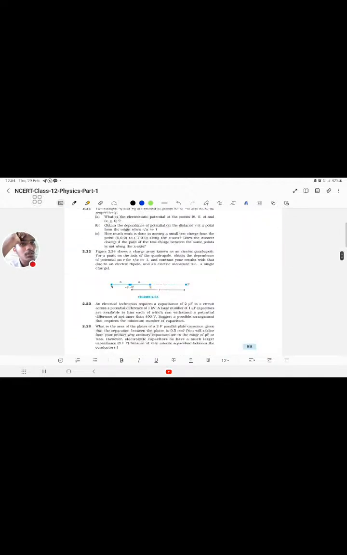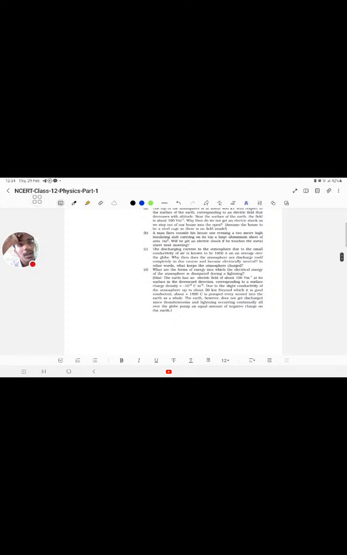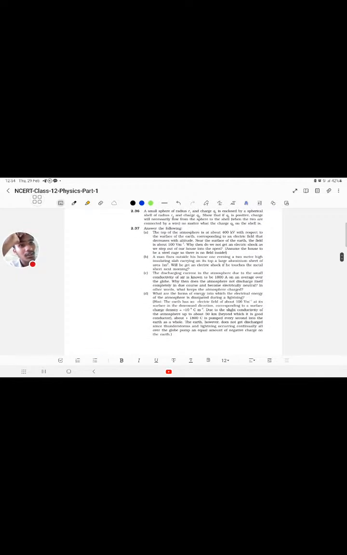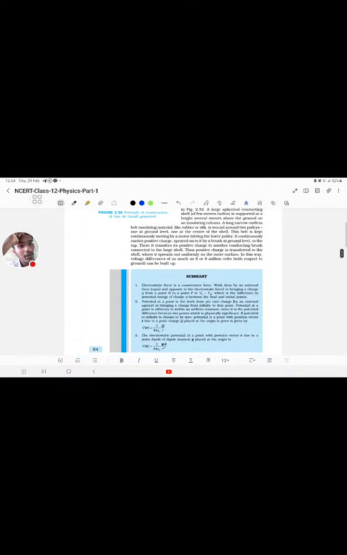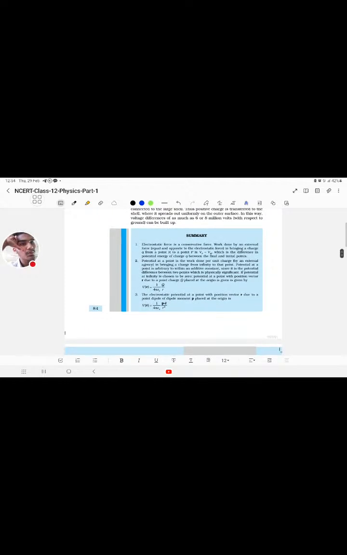Now we'll have certain exercises, and definitely today I'm not going to skip the exercises. But before that, we have the summary. We'll just see them. So basically, the electrostatic force is a conservative force. Work done by an external force in bringing a charge q from a point R to a point P is Vp minus Vr, that is the difference in the potential energy of the charge q between the final and the initial points. Potential at a point is the work done per unit charge in bringing a charge from infinity to that point.